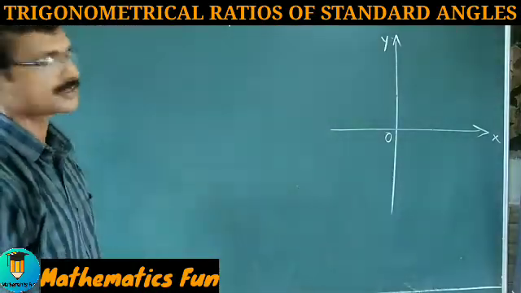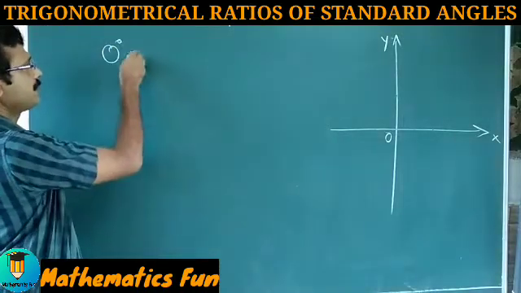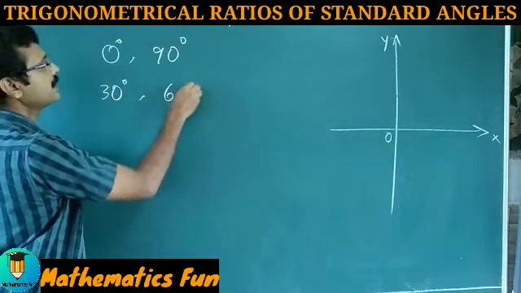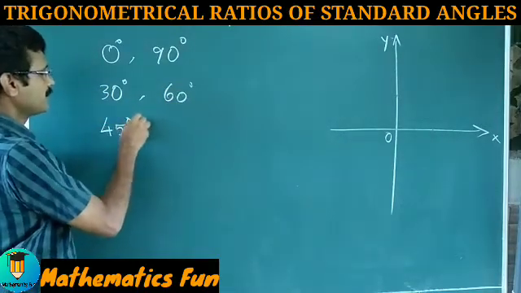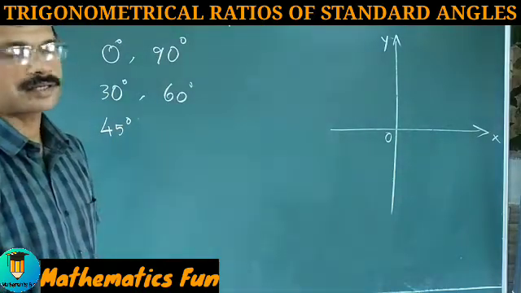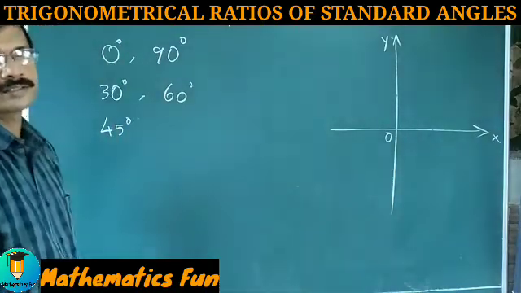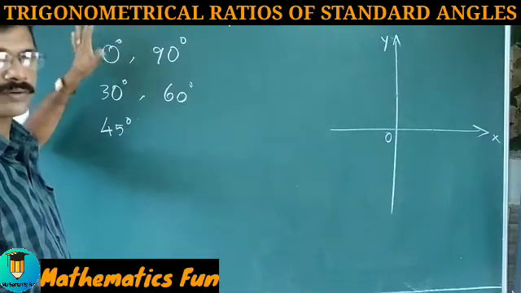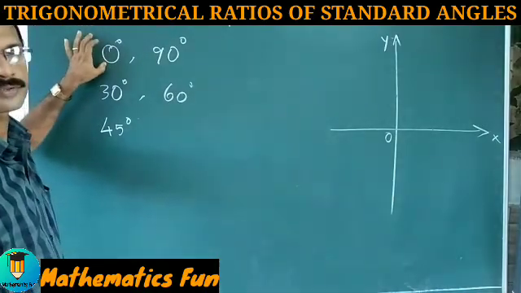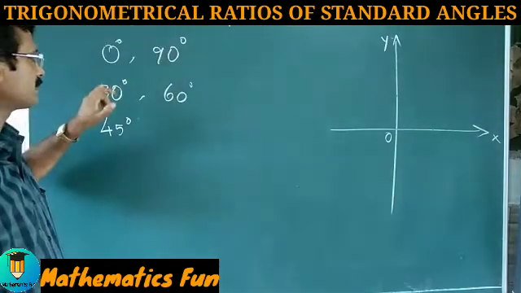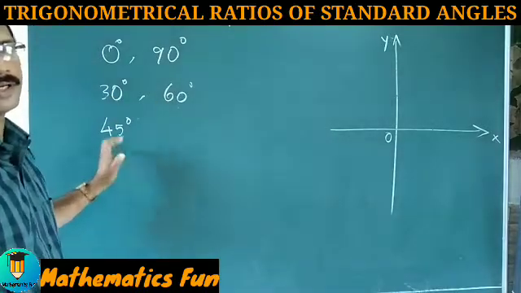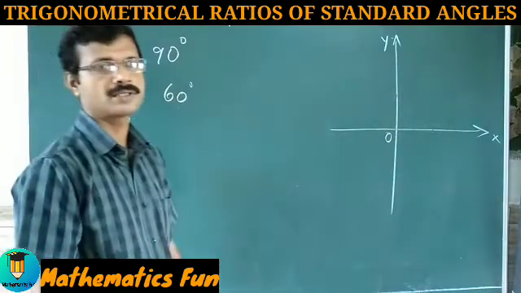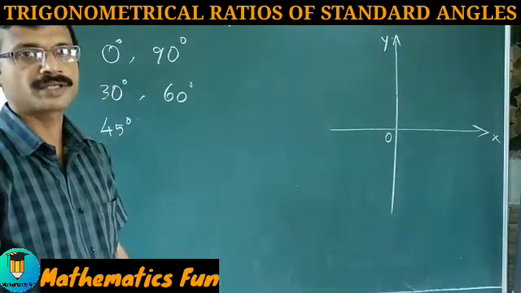Now what are the standard angles? Standard angles are 0 degree, 90 degree, 30 degree, 60 degree and 45 degree. We will be discussing the trigonometrical ratios of all these angles. See, for example, sine 0, cos 0, tan 0 and all trigonometric ratios based on 0, even 90, even 30, even 60 and 45, and you are supposed to memorize all those values. Those values you have to substitute and then evaluate. That's the thing we will be doing in the exercise.